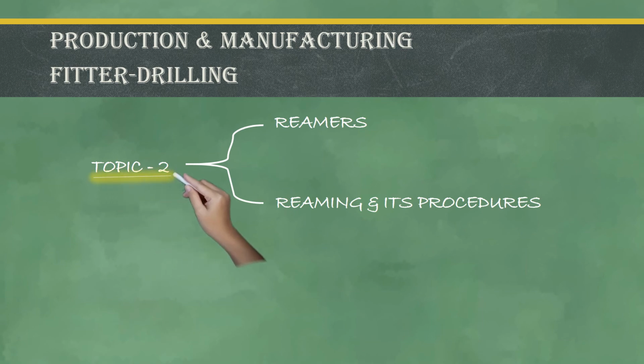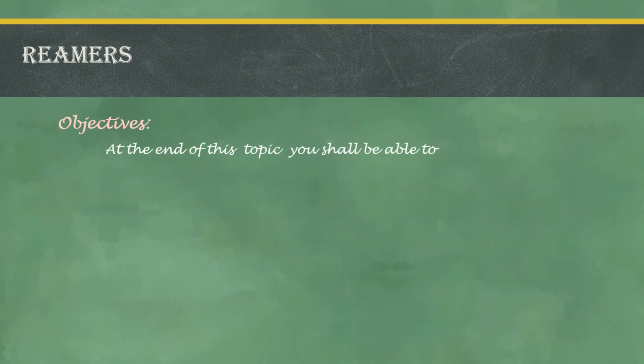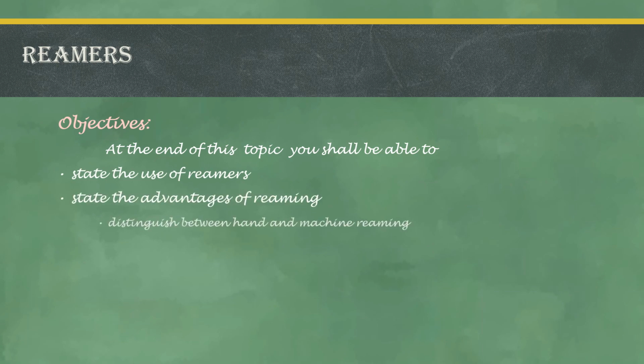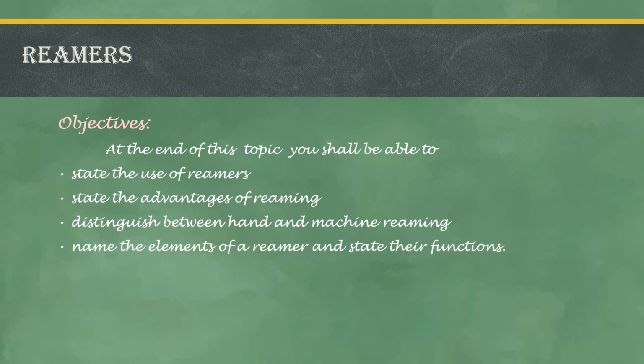Topic 2. Reamers. Objectives. At the end of this topic you shall be able to state the use of reamers, state the advantages of reaming, distinguish between hand and machine reaming, name the elements of a reamer and state their functions.